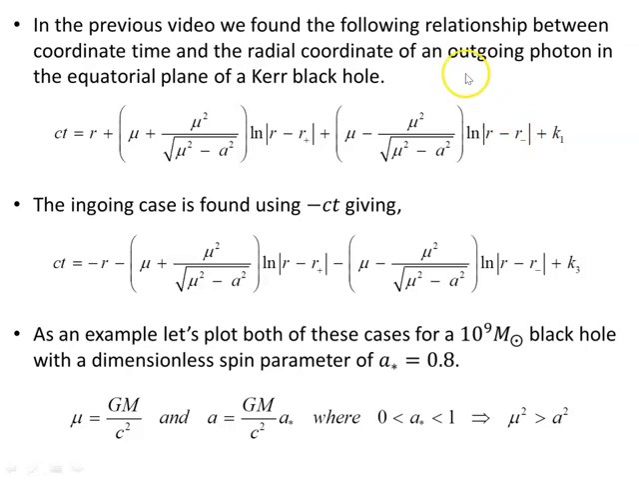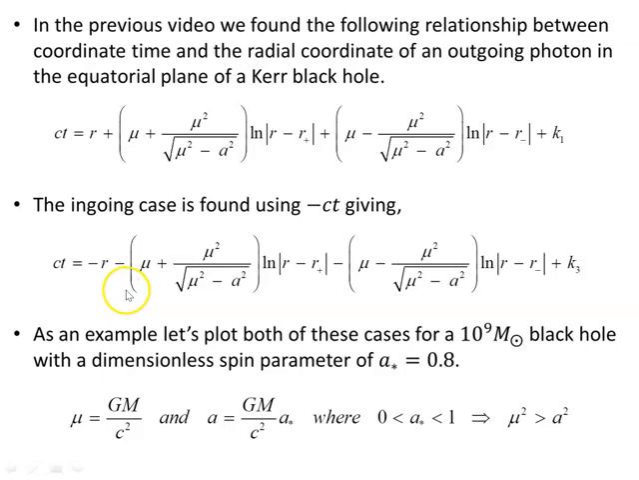Alright, so in the previous video we found the following relationship between coordinate time and the radial coordinate of an outgoing photon in the equatorial plane of a black hole. And that was the subject of all that algebra in the last video. Now the ingoing case is found by multiplying this by -1, so minus ct, which gives us this form. This is the outgoing form, and then the ingoing, describing an ingoing photon, is this form here.